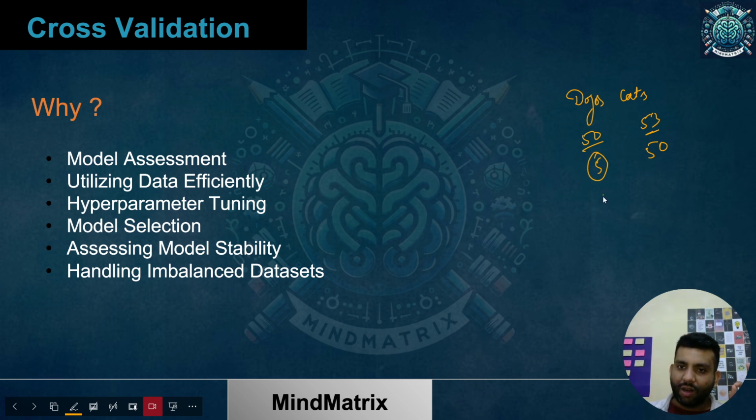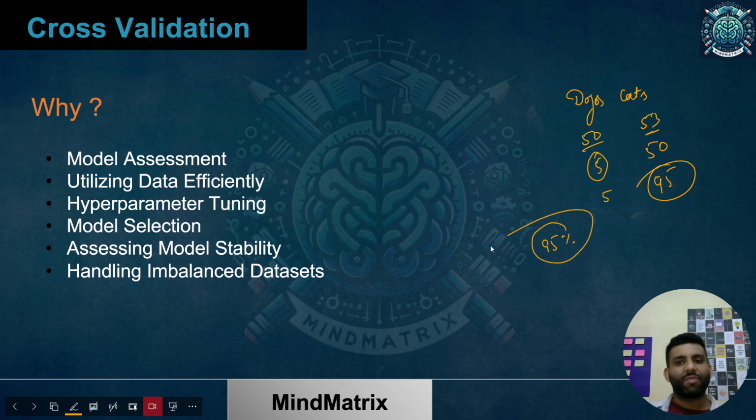Let's suppose there are only 5 images of dogs and 95 images of cats, and the kid or machine learning algorithm says for every image it encounters that it's a cat. Still, the algorithm will get 95% accuracy, because for these 5 also it has said cat, and for all these also cat.